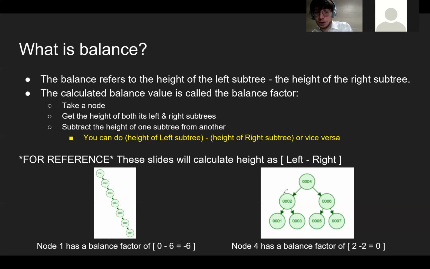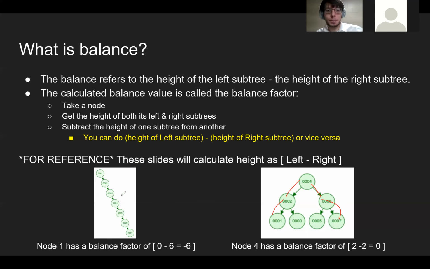Meanwhile, if we look at this one over here on the right, node 4 has a balance factor of 2 minus 2, which is 0, because the height of its left is 2, right? And the height of its right is also 2. So 2 minus 2 is 0.